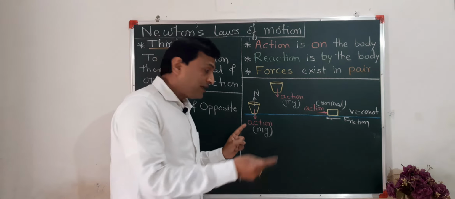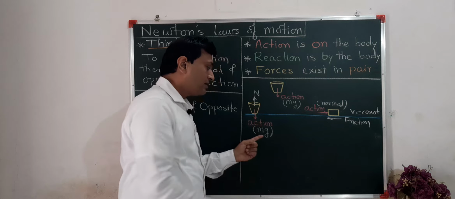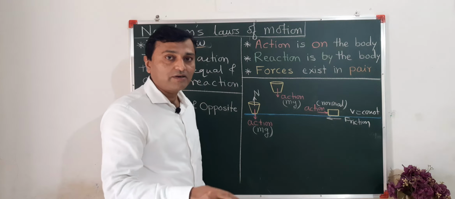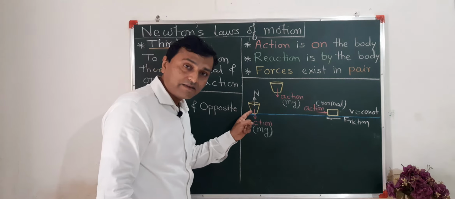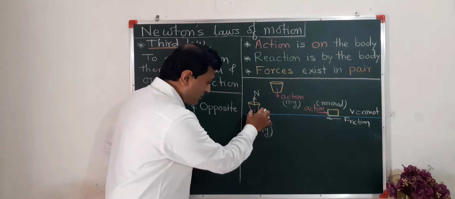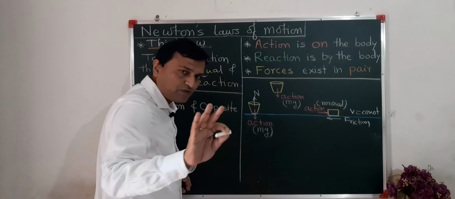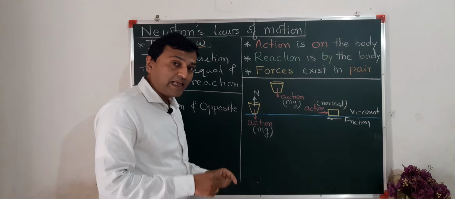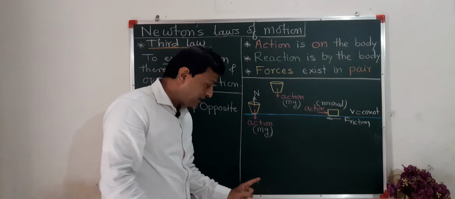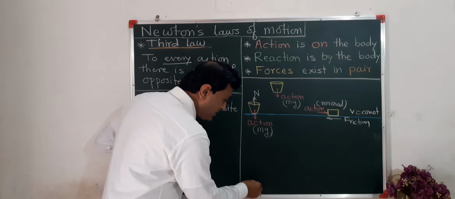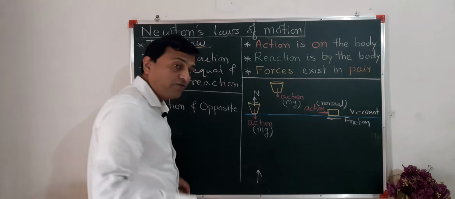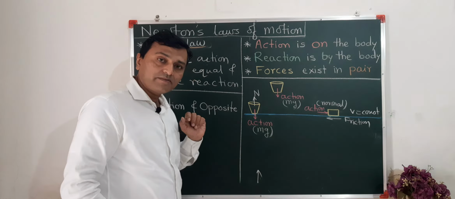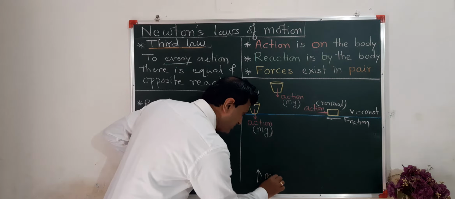Now, who is acting action on this glass? Gravitation force, means earth, means reaction force must be on the earth by this glass. Now suppose this is the center of earth, then this glass exerting force on the earth at this point. In which direction? In upward direction. Which force? Same, gravitational force. What quantity? Same quantity, mg. Means this mg will be here.